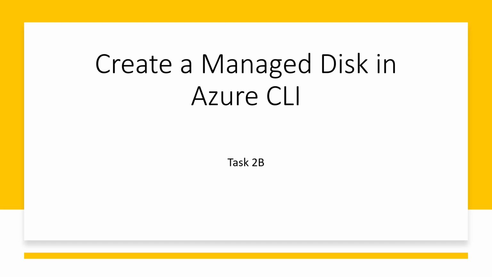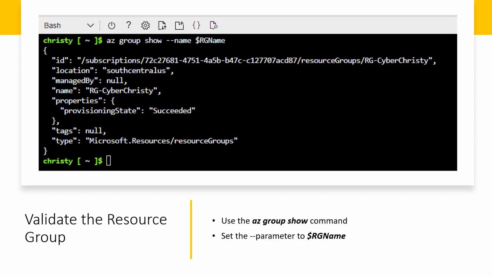Task 2B is to create a managed disk in Azure CLI. On the screen, you see the command az group show --name $rgname. This command displays information about the Azure resource group with the name stored in the variable $rgname. The --name parameter specifies the name of the resource group that you want to display information about. $rgname is a variable defined earlier in the lab and contains the name of the resource group to be displayed.